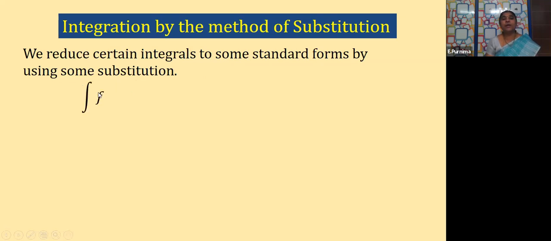Integral of f of x dx is equal to integral of f of g of x into g dash x dx. So what is the meaning of this, children? Let me explain here. Suppose this is our function, integral of f of x. f of x means the function is in terms of the variable x, whatever it may be. It can be sin x or it can be cos x, whatever it is. Here it is a function in terms of x.